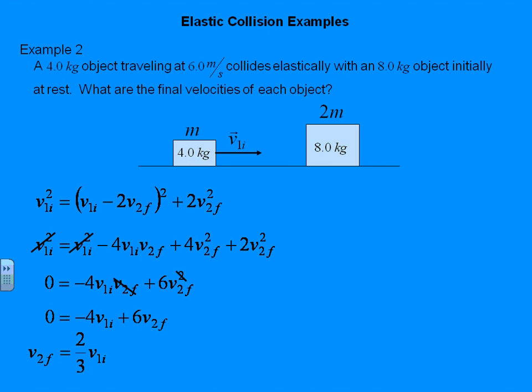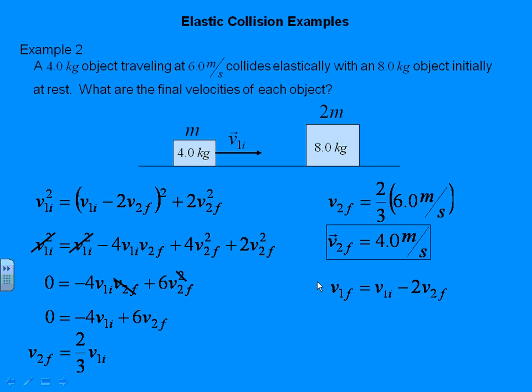Now, at this point, if we want to get really crafty and use symbols, we could plug this back in, but this is a numerical problem. So I'm going to plug in what I know is v1i, 6.0 meters per second. And that gives us a nice round 4.0 meters per second for v2f. So that means the second object here, after the collision, ends up moving to the right, because it's positive, at 4.0 meters per second. Here's the equation we had on the other screen.